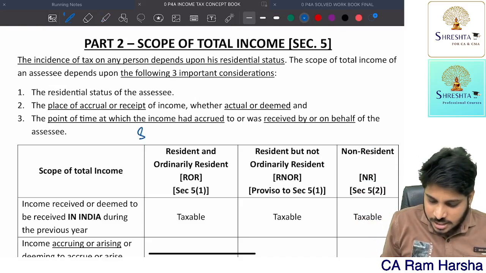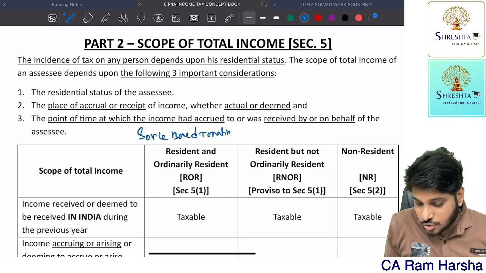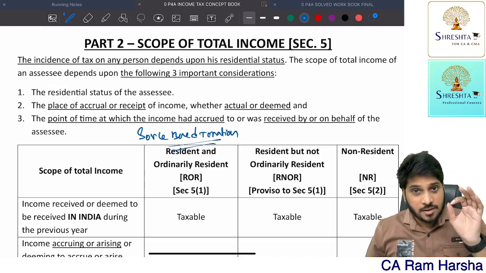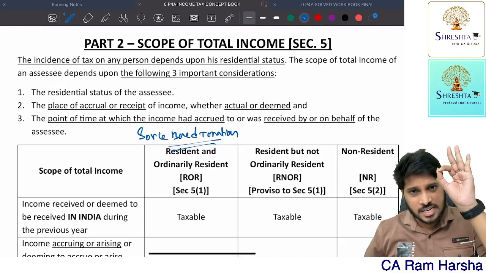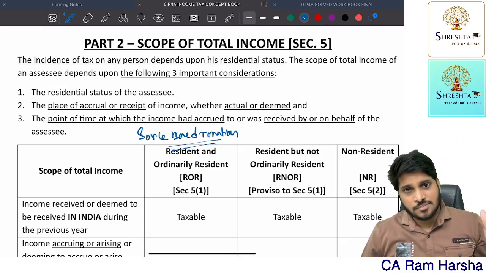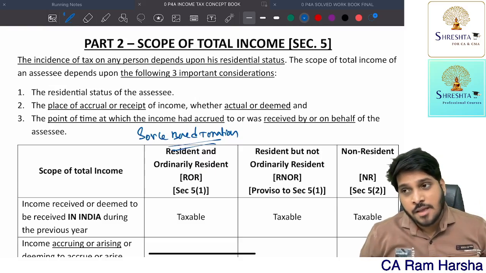Most of the direct taxation is source based taxation. Like, where is the source of income? If the source of income is in a particular country, that country will levy tax on that. Now, okay, source based taxation, all that is fine.